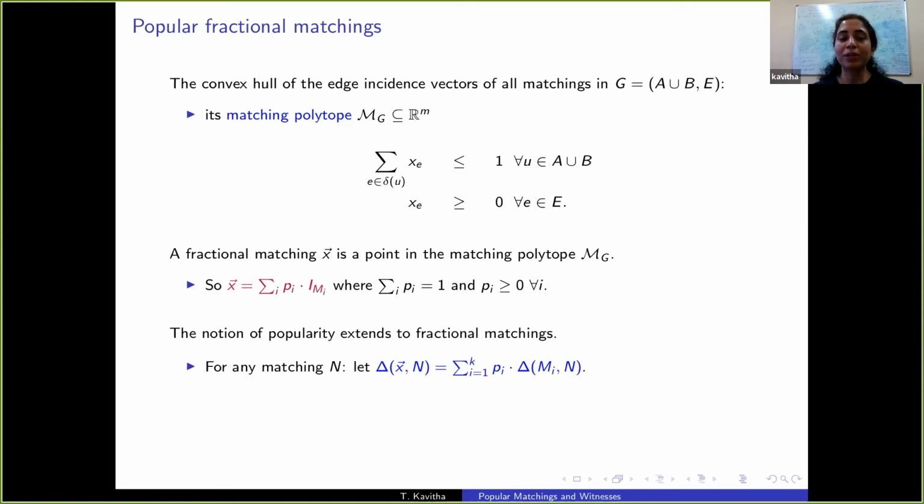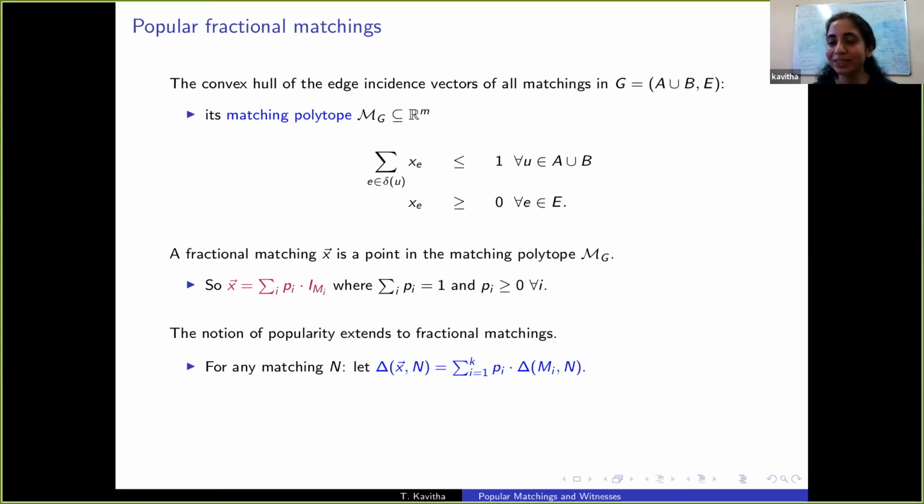And the notion of popularity extends to fractional matchings also. So to compare a fractional matching with an integral matching n, let's just write X as a convex combination of matchings and just take the corresponding, let's compare each of these mi's. Let's take delta. Delta was the difference between the number of votes that mi wins and n wins.